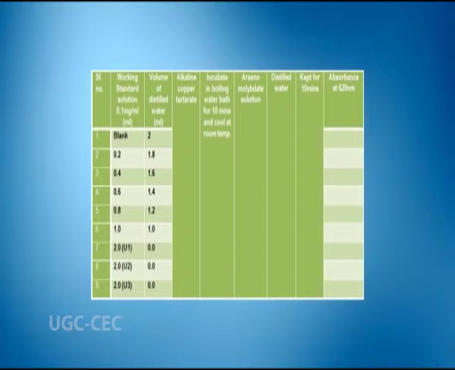To all the test tubes, 1 ml of alkaline tartarate solution is added. All the test tubes are incubated in boiling water bath for 10 minutes and cooled at room temperature. After that, 1 ml of arsenomolybdate solution is added. Then, 6 ml of distilled water is added to all the test tubes and kept for 10 minutes at room temperature. The absorbance of the test tubes is read at 620 nanometer.